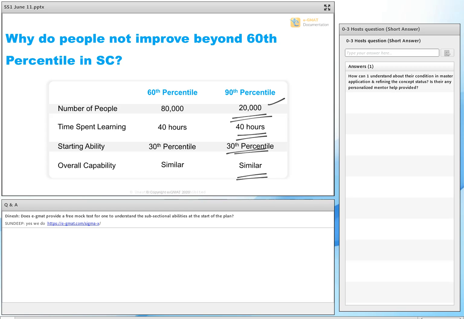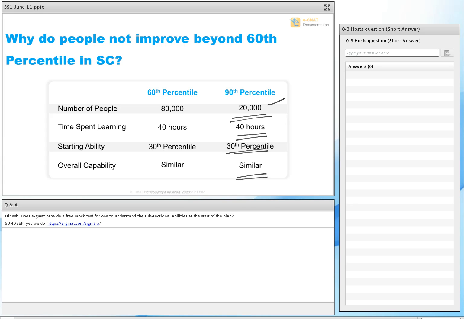Okay. How can I understand about the condition in master application and refining? Because we have specific entities that you need to solve in master application and refining to perfection. Not refining the concept, refining to perfection. You have specific entities in Scholarinium that help you do that. Once you finish the course, you get access to those entities. There's an introduction to those entities. That's how. But again, let's focus on what I'm saying.